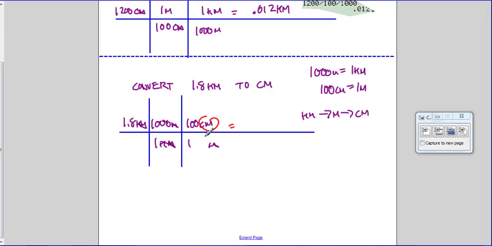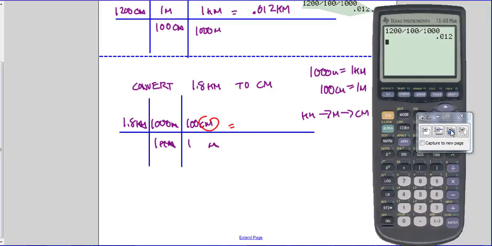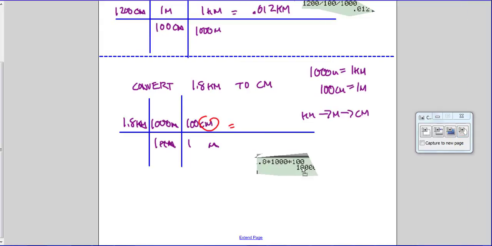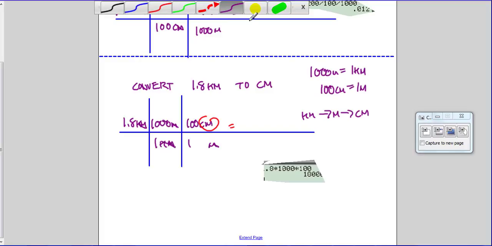So now I take my calculator, I go 1.8 times 1,000 times 100. And that gives me 180,000 centimeters. So I didn't quite copy all the zeros there. So this is 180,000 centimeters.